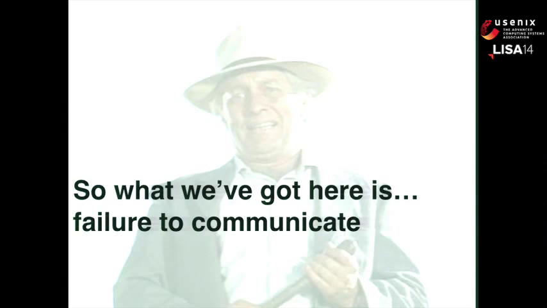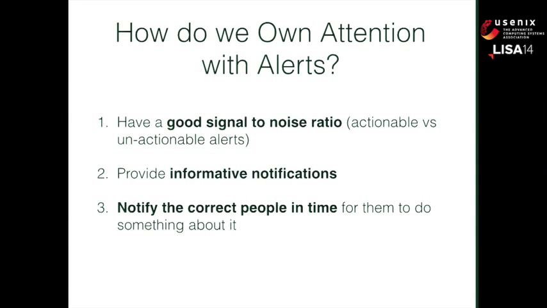So what we've got here is failure to communicate. We fail to communicate with the monitoring systems, the monitoring systems fail to communicate with us, and they don't communicate well with our systems. It's really all a problem of communication. So how do we fix this? How do we own attention with alerts? I think there's really three things you need to do, and if you're doing these three things, then you're probably doing a pretty good job with alerting.